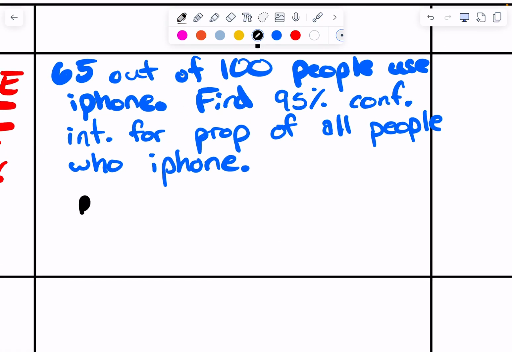Okay? All right, we need P hat. We need Q hat. We need N. And we need Z. Why did I put N hat? I have no idea. N doesn't get a hat. P hat, Q hat, N, and Z. But N feels left out. I'm sorry. N doesn't get a hat.